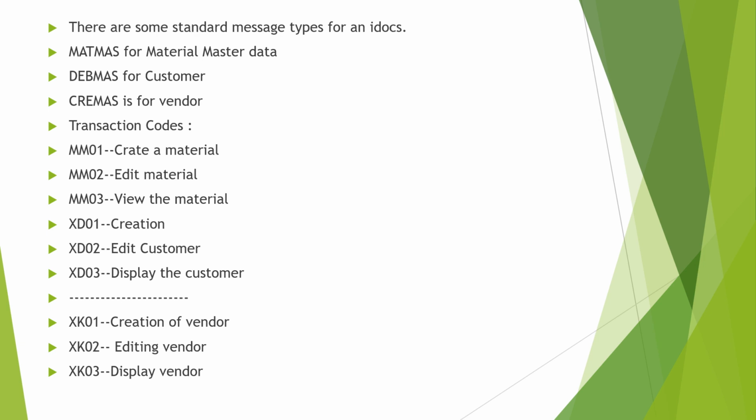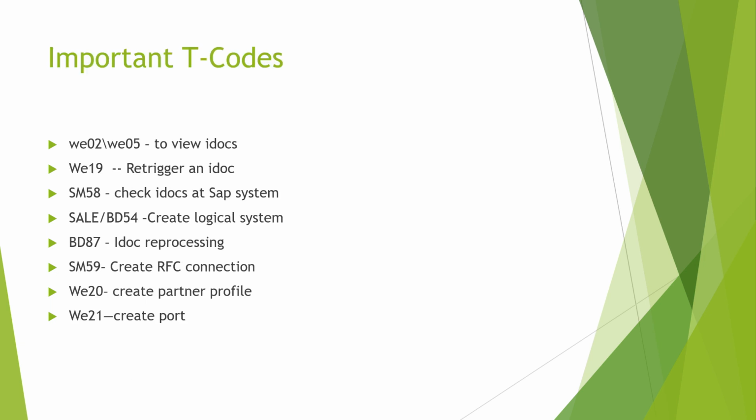Now look at some of the other transaction codes which are quite useful for a data services resource. WE02 or WE05 is the most frequently used transaction code to check the IDOCs. If you want to check the IDOCs, the data records, or the status of IDOCs, we would be using WE02 or WE05. WE19 is used to retrigger an IDOC. So you have an IDOC and an IDOC number, and you want to retrigger the IDOC to the external system. We use WE19. SM58 is to check the IDOCs at the SAP ECC side or SAP system side.